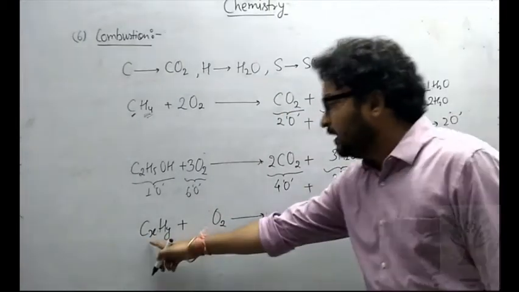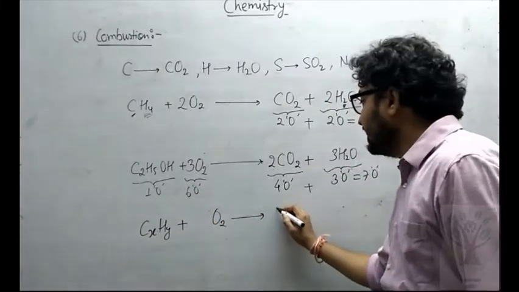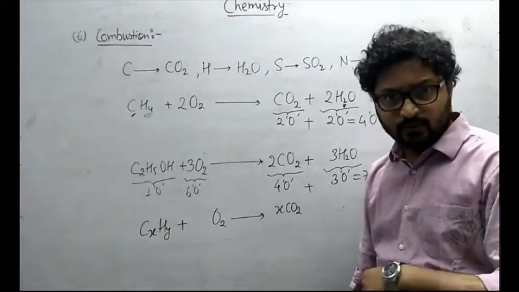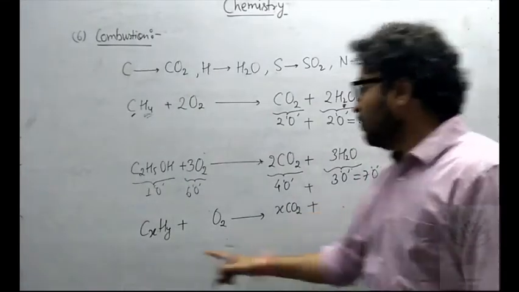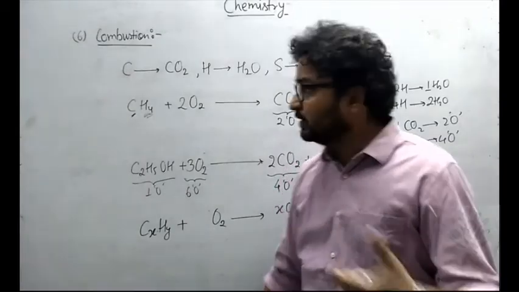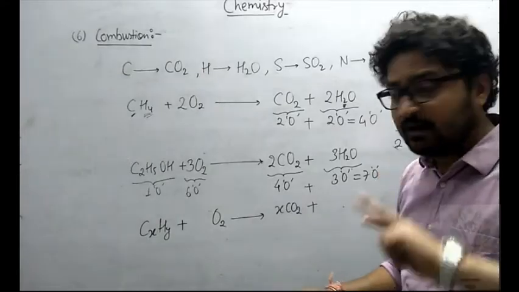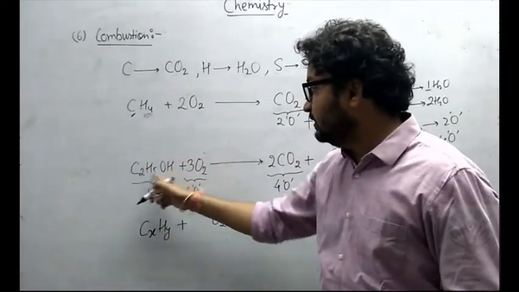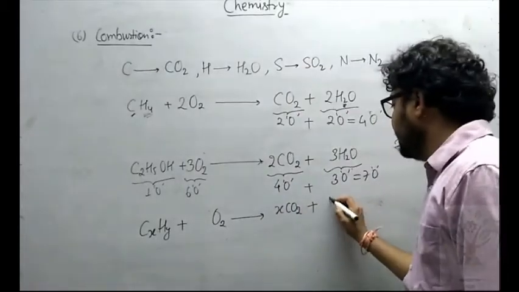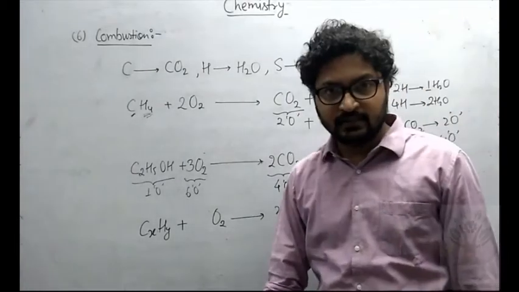Let's see. We have how many carbon here? x carbon. So we will get x CO2, plus how many hydrogen you can see here? y hydrogen. So when we have 4 hydrogen, we got just 2 water, just half. When we have 6 hydrogen, we got 3 H2O, just half. So when we have y hydrogen, we will get y by 2 H2O, just half. Are you getting this thing?